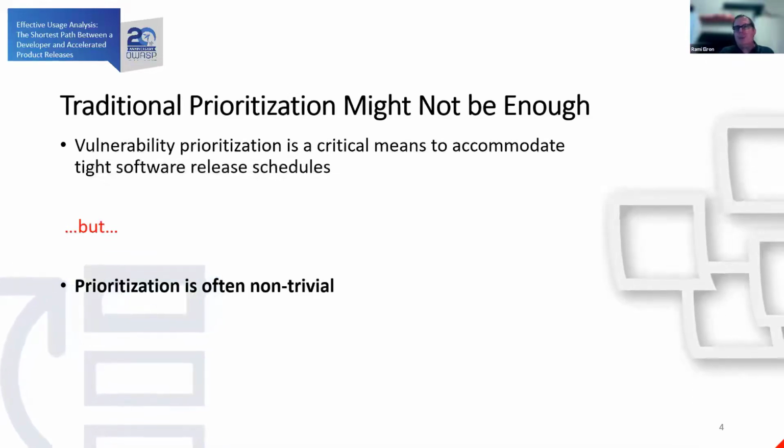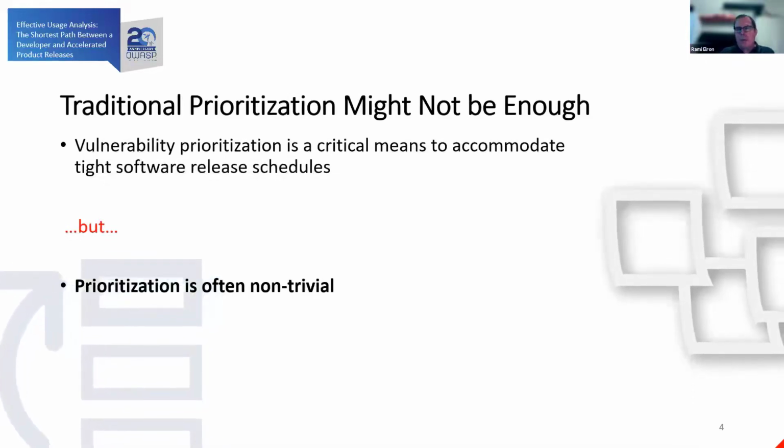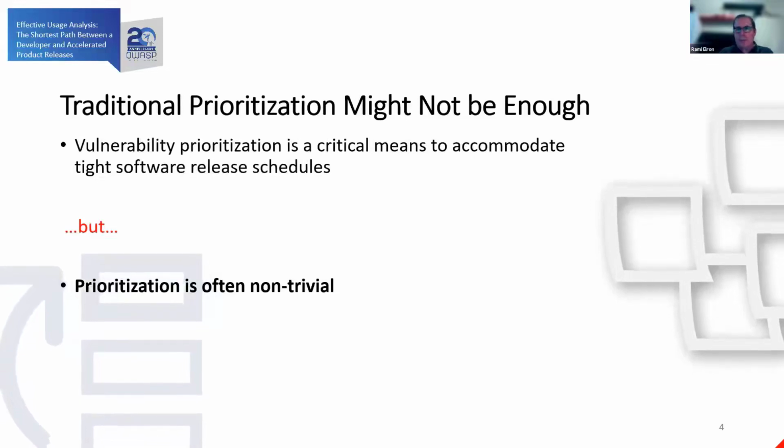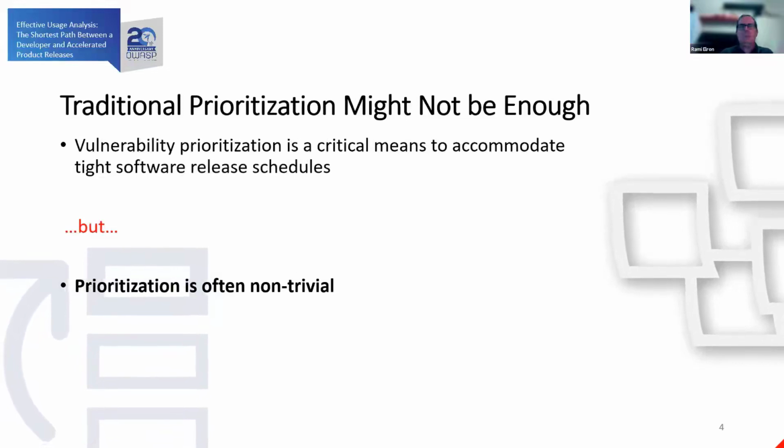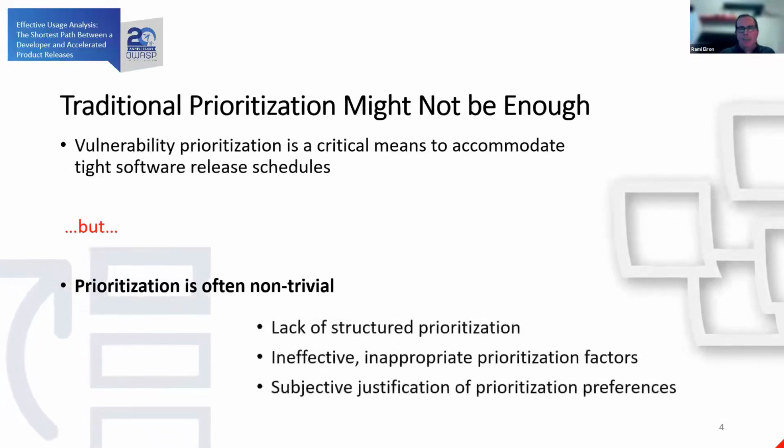This is just a matter of fact. So let's make the best out of it. And prioritization makes perfect sense. However, prioritization is often not a trivial thing. And it's not trivial basically because of three fundamental things.